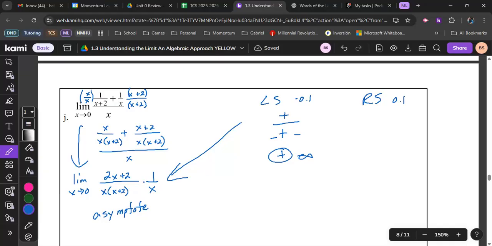On the right side, I'm going to do 0.1. This one's even easier to see that all of these are positive. So it's going to positive infinity. And so, therefore, the limit as x approaches 0 of, let's call that function up there, f of x, is going to simply be infinity, because both the left side and right side went to positive infinity.